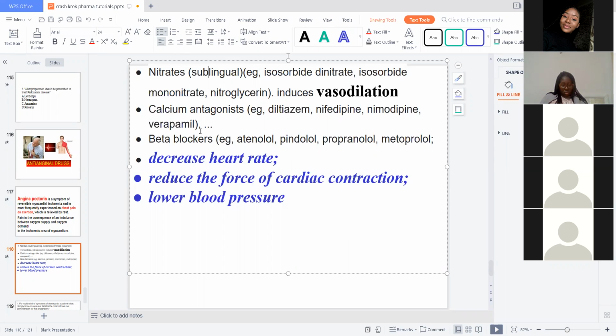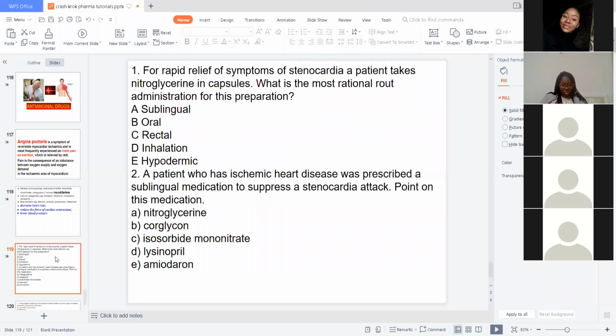Also, calcium antagonist examples are verapamil, diltiazem, and nimodipine, then the beta blockers. All of these are going to help you reduce chest pain. I want you to take note, nitrates are taken sublingually, so under the tongue. Examples are nitroglycerin, isosorbide dinitrate, and isosorbide mononitrate. Okay, so questions. Beauty.